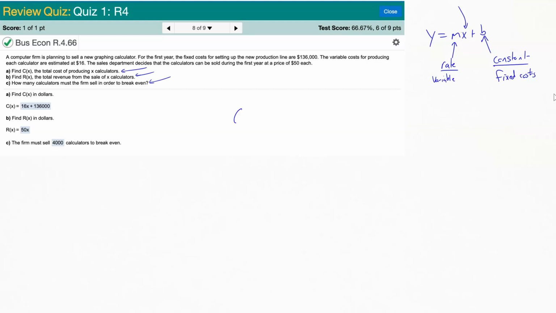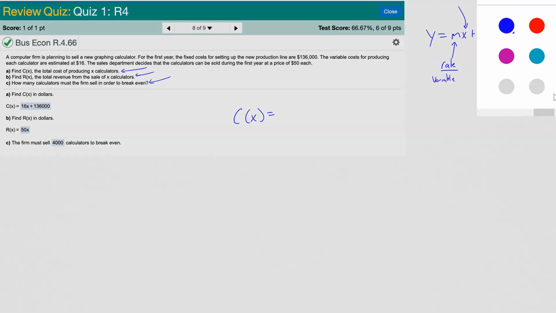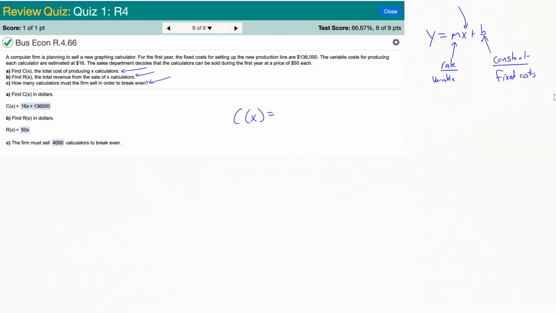So we'll start off by creating our cost equation, our C of x. When we look into the language of the problem, we can see that we have a fixed cost of 136,000. So fixed costs are our constants. They're actually giving us the B portion of this. Thinking about this in a y equals mx plus b setup, we now know what the B is. Our B is going to be that 136,000, and it's positive, so we'll have a plus on it.